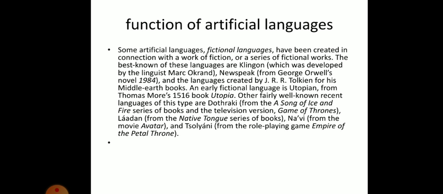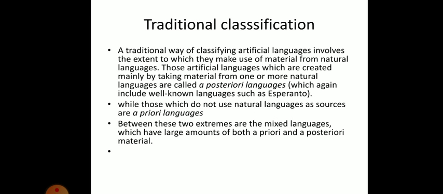An early fictional language is Utopian, made from Thomas More's 1516 book Utopia. Other fairly well known recent languages of this type are Dothraki from the Song of Ice and Fire series of books and television version Game of Thrones, Ladan from the Native Tongue series of books, Navi from the movie Avatar, and Solion from the role playing game Empire of the Battle of Throne.